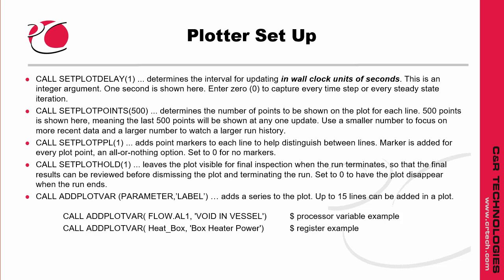Finally, the user must specify what to plot. The plotter is set up to plot processor variables and registers. Up to 15 items can be added to a plot. Each item will use its own auto-scaling axis, even if it has the same units as other items being plotted. Note that which items are being plotted cannot be changed during the solution process. To change items, you must abort the run, change your settings, and rerun the model.